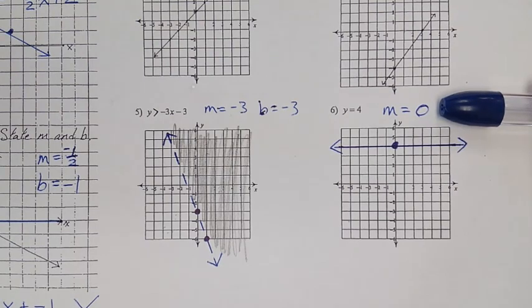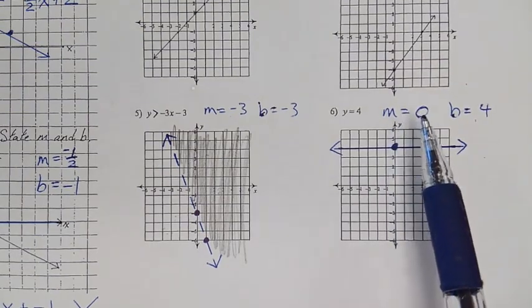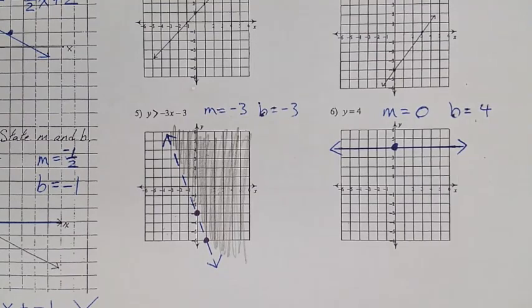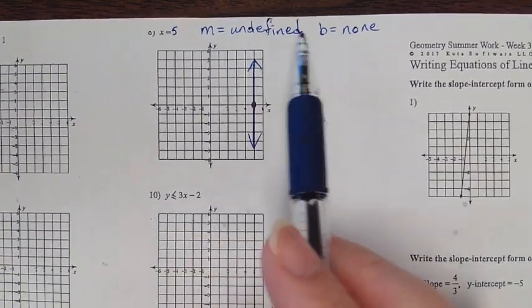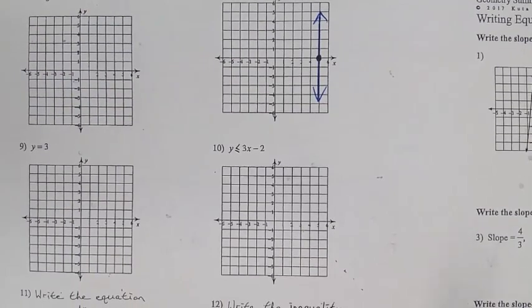Because m equals 0, it means a horizontal line. m equals 0 does not mean undefined slope. They're two separate things. I don't like anything that flies. All right, so this, the x equals 5, you get this line like that.